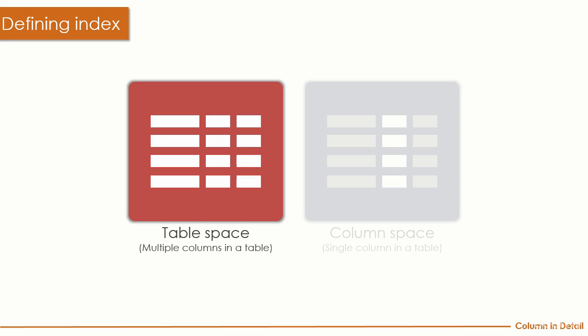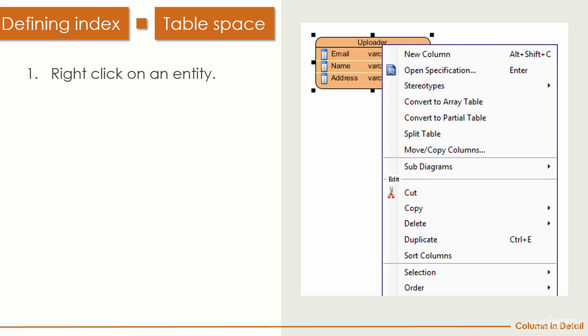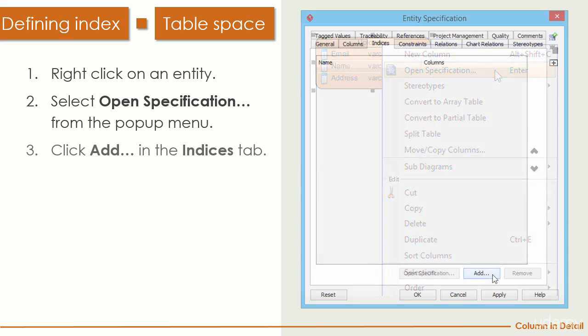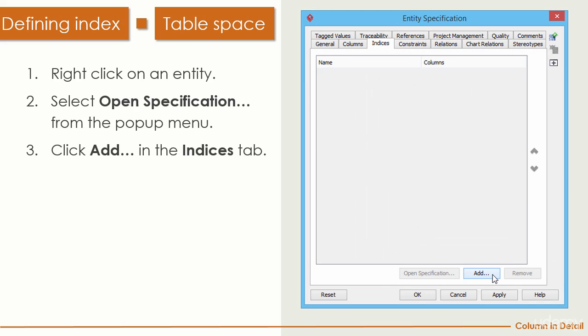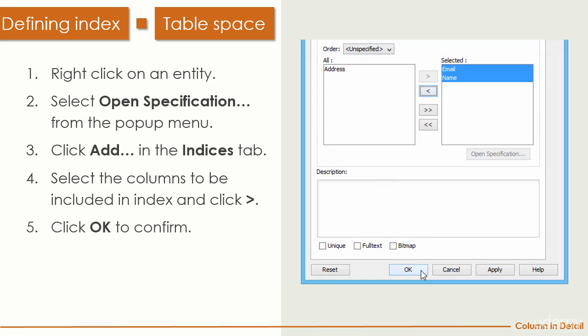Let's take a look at the table space. To set it is easy. You just right click on the entity and open the specification. After that, you go to the Index tab in the specification dialog box and click the Add button. After that, you can select which columns you want to be the index, and then move them to the right hand side. Left is all columns, right hand side is selected, and then click OK to confirm. Then you set this column to be the index.